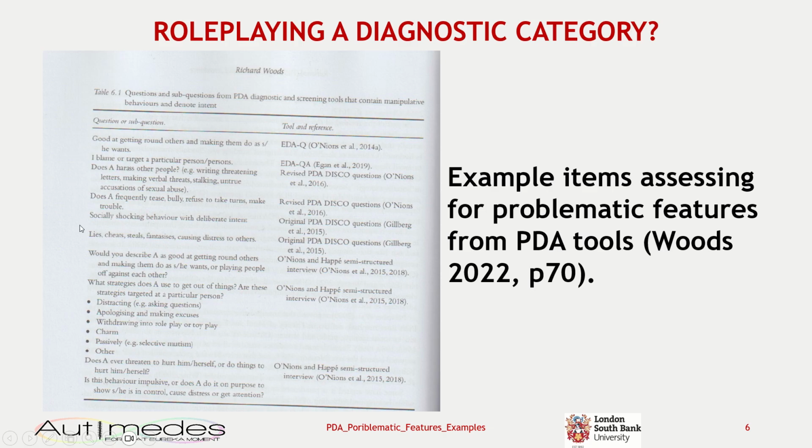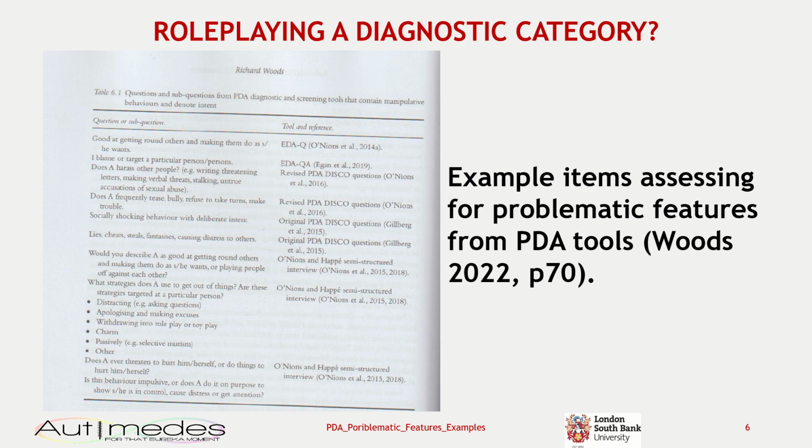This is just a screenshot of a table I printed in 2022 of example items from PDA tools used to assess for problematic or criminal behaviours, which often require intent to commit them. I'm not going to read all of them out because I'll put a link to this resource in the description, but it's pointing out that these are things that are actively assessed for as part of PDA assessments.